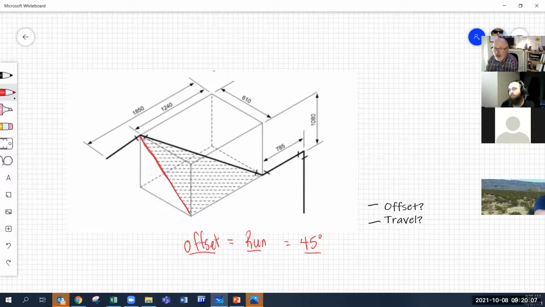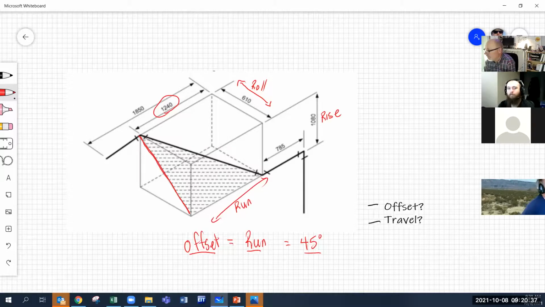Okay? Now, where is the run? Do you remember? That is the run, right? That's the run of this offset. This is the roll right here. That's the roll. This is the run. This is the rise. So first off, let's see if we're using 45-degree fittings in this.